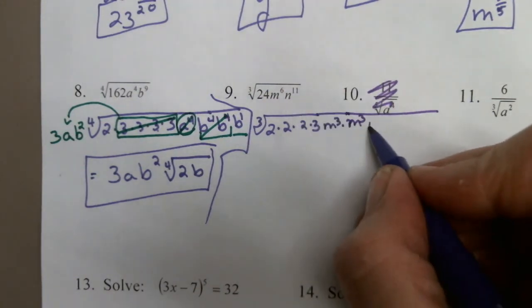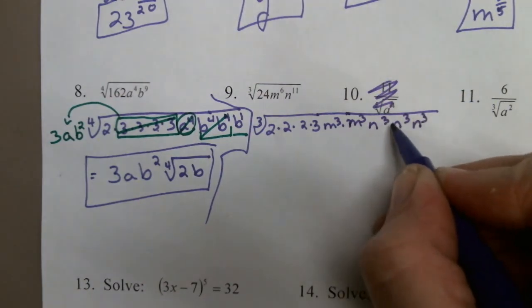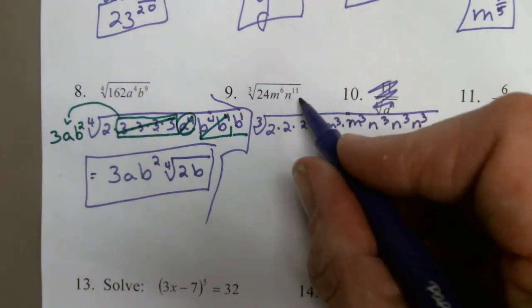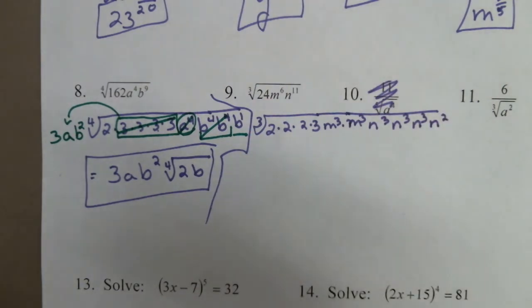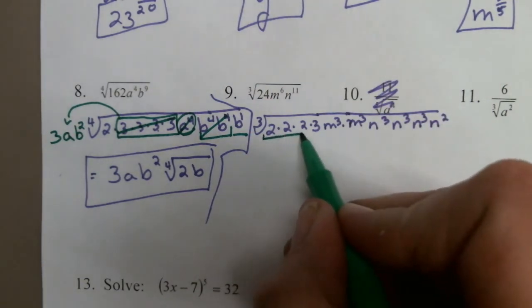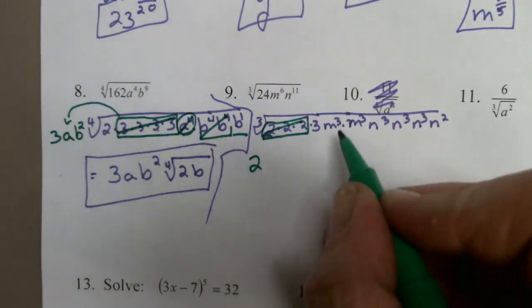N to the 11th. N to the 3rd, n to the 3rd, n to the 3rd. That makes 3, 6, 9. We need 2 more to make 11. So n squared. Now we look for powers of 3. 2 times 2 times 2 is 8. Cube root of 8 is 2. So we're bringing out 2.